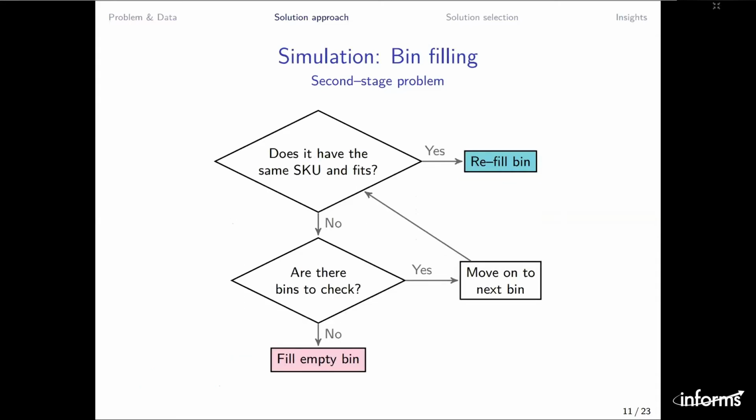We begin by describing how our push policy fills a bin. In first place, we search for a bin that has the same SKU we're trying to place. In case we find a bin, we check if the quantity to be poured fits in it. In case it does, we fill it. Otherwise, we search for another bin. If we don't find such a bin, we fill the lowest labeled empty bin.